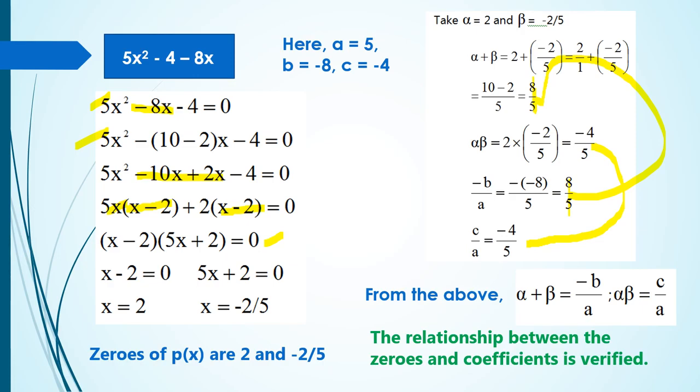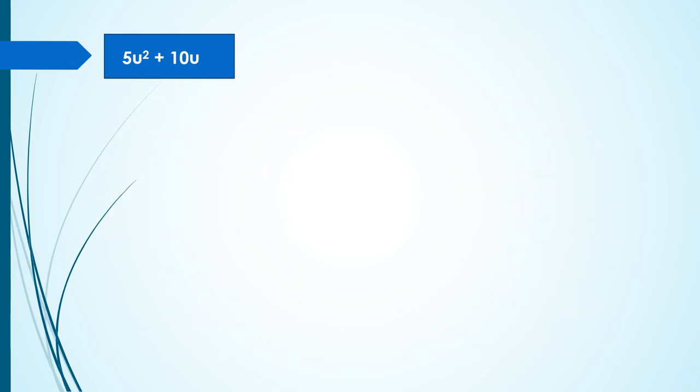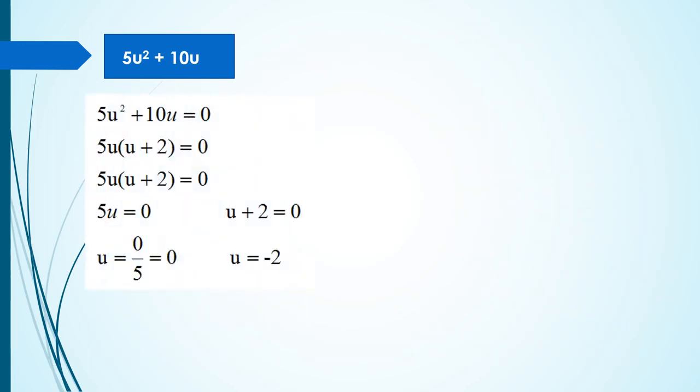Let's have a look at one more quadratic polynomial: 5u square plus 10u. Let's go for factorization. As it has two terms, you don't depend on splitting the middle term directly. 5u square plus 10u is equal to 0. You can take 5u as common: 5u into u plus 2 is 0. Equate them separately to 0. You get 5u is equal to 0, u is 0 by 5 is 0. And u plus 2 is equal to 0, you will get u is equal to minus 2. Therefore, the zeros of the given polynomial are 0 and minus 2.